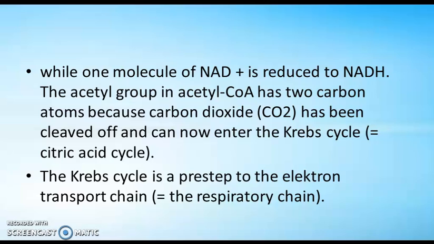One molecule of NAD plus is reduced to NADH, and the acetyl group in the acetyl-CoA has 2 carbon atoms because carbon dioxide has been cleaved off, and it now enters the Krebs cycle. Actually, after glycolysis the glucose yields 2 molecules of pyruvate. These pyruvates are unable to directly enter the Krebs cycle, so they undergo a type of reaction and are converted to what? Acetyl-CoA, with the help of several enzymes.